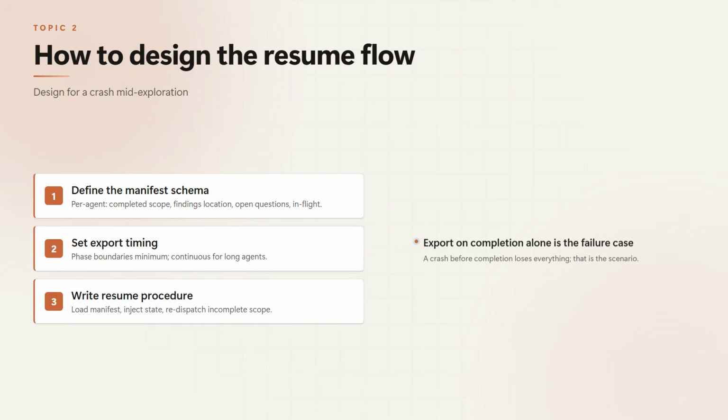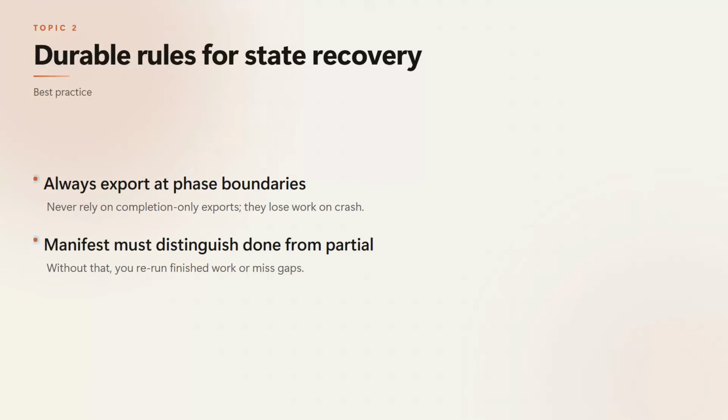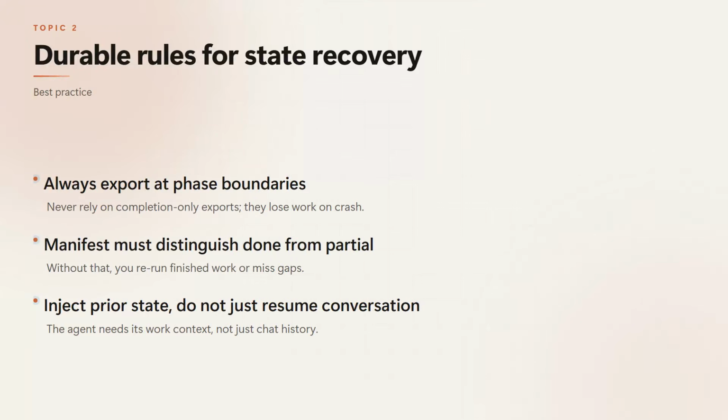On resume, the coordinator loads the manifest, injects each agent's prior state into its prompt, and redispatches only the scope that was not marked complete. The rest of the drill questions are on the page. The durable rule: state must be exported at phase boundaries at minimum, never only on completion, because completion only means a crash loses everything. The manifest must distinguish done from partial from untouched.